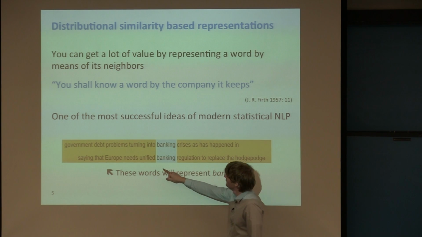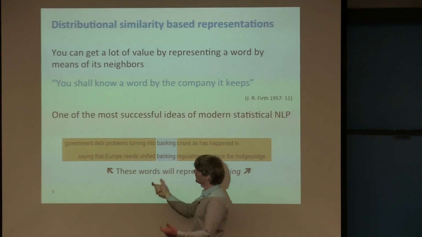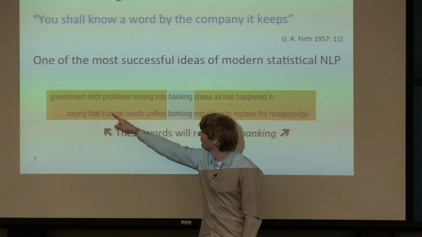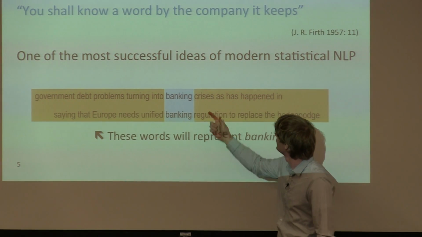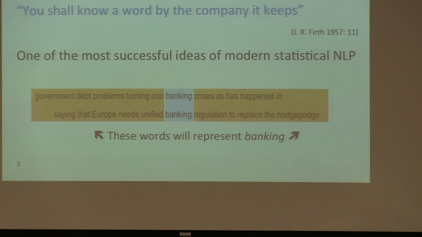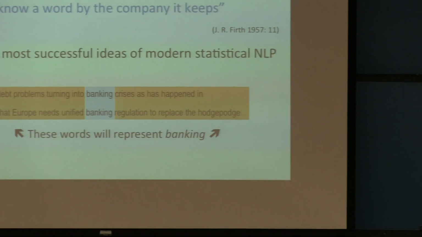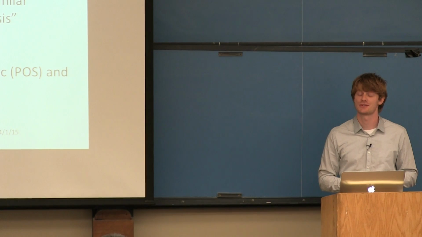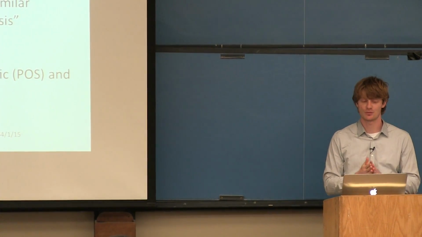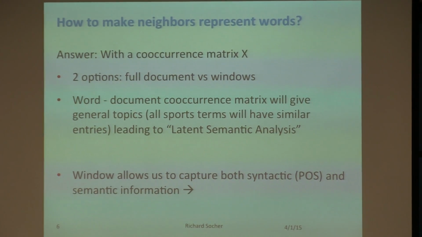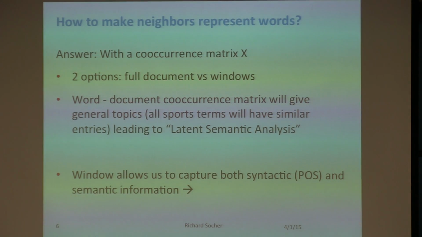in terms of, in this case we look at two windows around the word banking in the large corpus, and we'll try to describe it somehow in terms of government debt problems turning into crisis as has happened in. So that leads us to the natural question: how do we actually try to represent a word in terms of its neighbors? And the answer is with a co-occurrence matrix. So there are two options that we usually have to create this co-occurrence matrix, and we'll go into one of them in the next couple of slides.